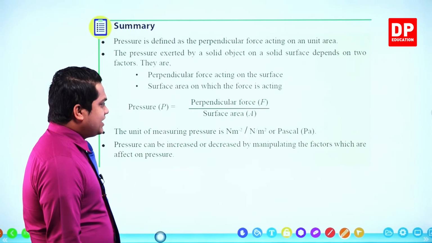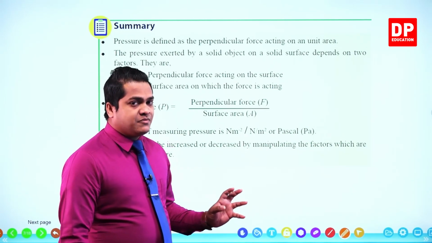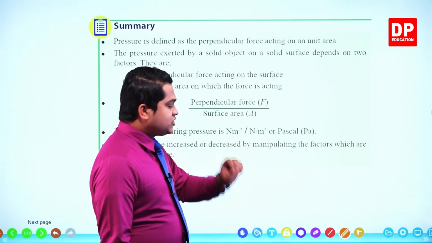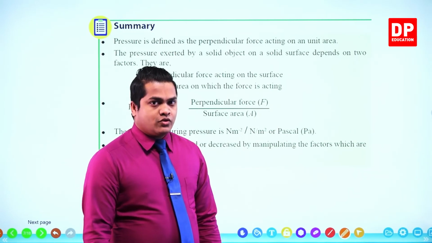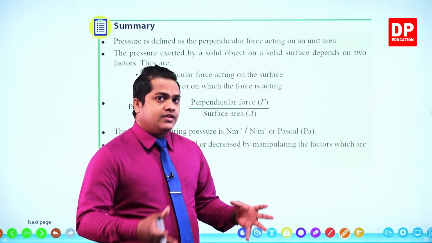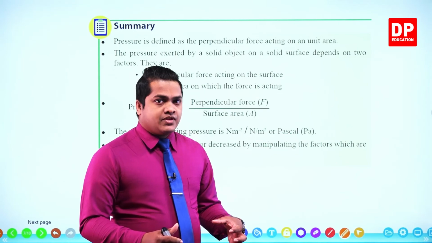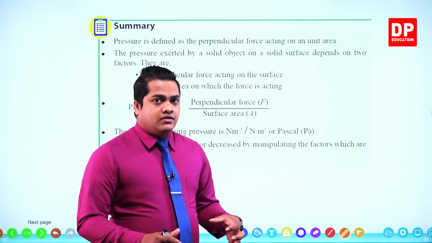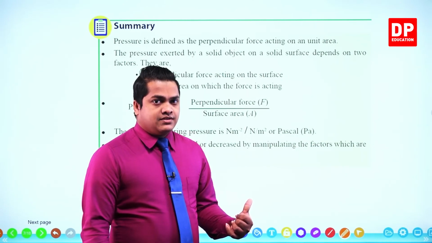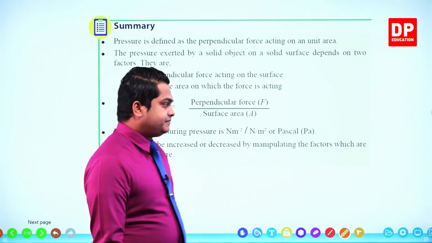Nm^-2 means Newtons per square meter. Newtons over square meter. This is also referred to as pascals to honor the scientist who did several experiments related to pressure. Blaise Pascal, right? To honor him, we define this unit as pascals. Newtons per square meter is defined as pascals.